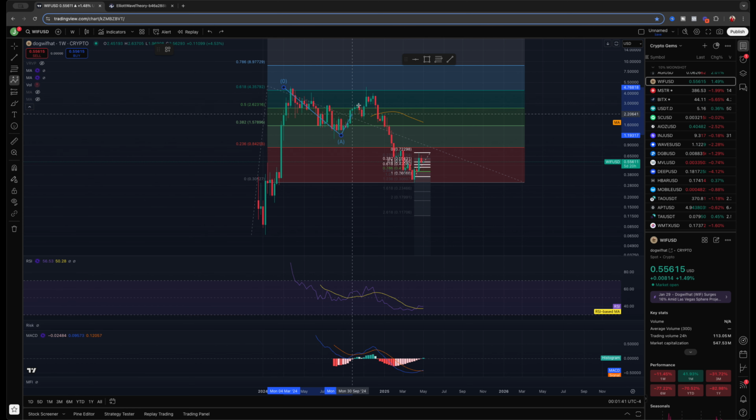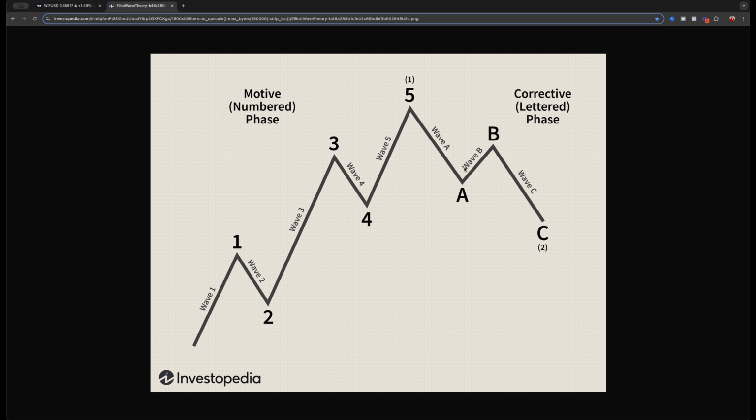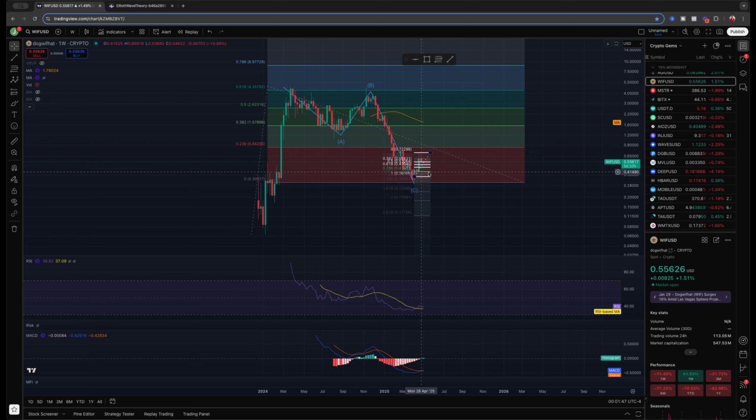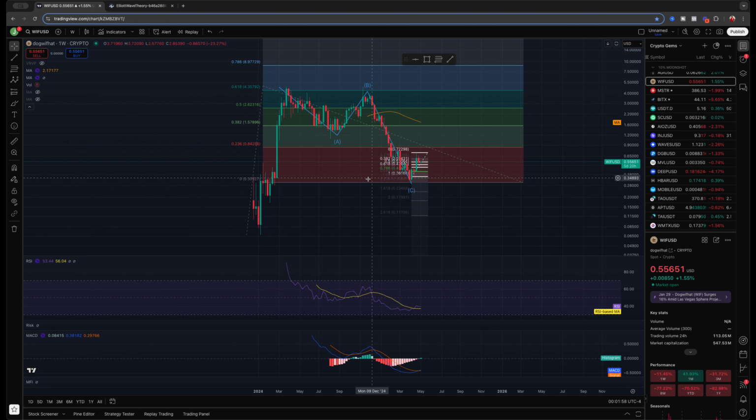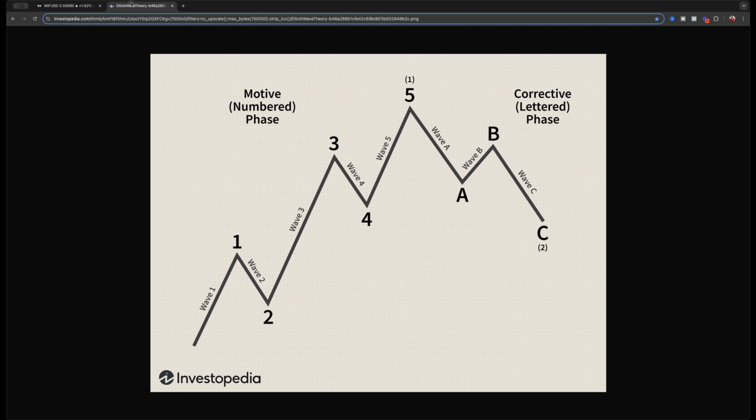We have this A, B, C pattern. And again, this is what the textbook example looks like. Obviously, it doesn't look exactly like that, but you can tell this is an A, B, C pattern. It also subdivides as the 3 waves. So this could easily be a wave 1 that is up, and this is coming down for a wave 2, just like we have in this pattern.